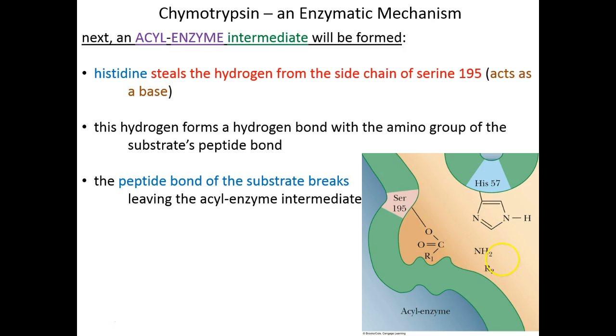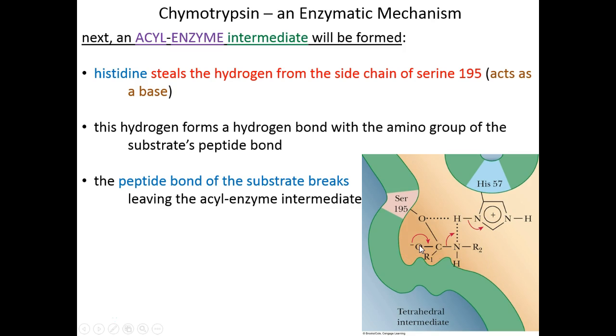Because that negatively charged oxygen was so unhappy, it launched its own attack on the carbonyl carbon, and it is asking for its second bond back. Simultaneously, we have this hydrogen pulling on this nitrogen on the other side of the peptide bond, due to this hydrogen bond between the two. You can imagine that the peptide bond is stuck in the middle.